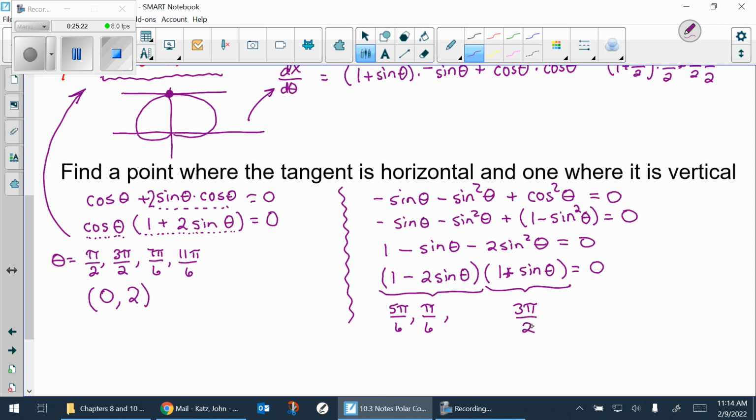Now, you might notice something here. Didn't 3 pi over 2 appear as both a horizontal and a vertical? See, 3 pi over 2 is right here. That's called an extraneous answer because your tangent's not horizontal, nor is it vertical there. Yeah, at that point, we've got a corner. We don't have any kind of a tangent there. So that one actually turns out to be trash.